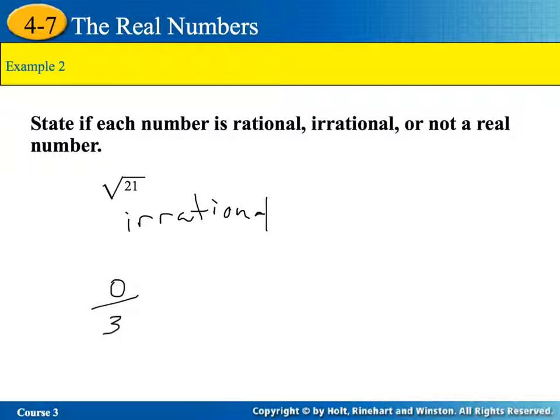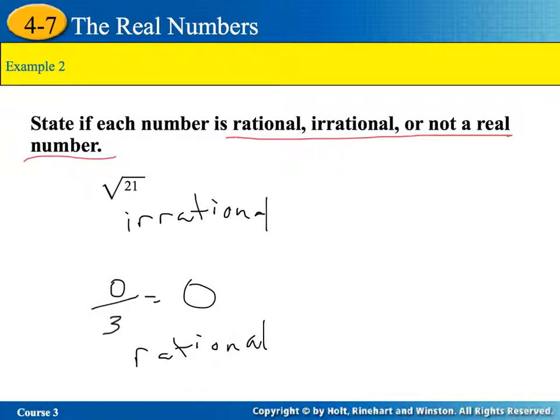Okay, then we'd have 0 divided by 3. 0 divided by any number is what? 0. Okay? Can you describe that as a fraction? Yeah, I just did. 0 over 3. So this is going to be a rational number. Again, you may be thinking, well, it's a whole number, Mr. Sheeman. Look at the directions. It asks, is it a rational, irrational, or not a real number? So make sure you look at those directions, and your answer would be rational.